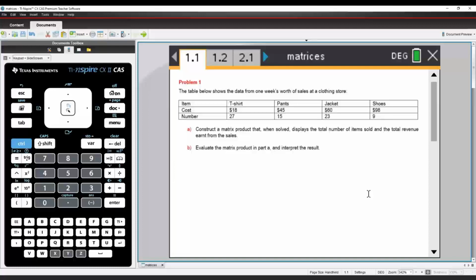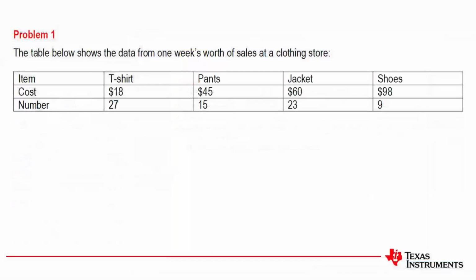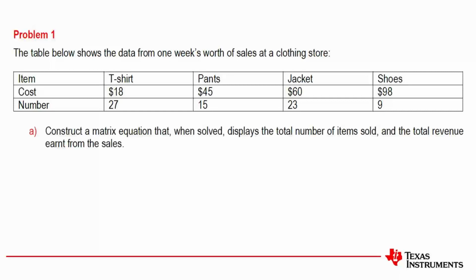Okay, so let's get started on problem one. As you can see, I've got a table that shows some data from a store. It has prices of certain items, and it has the number of items sold in a week. Now have a read of part A. It says, construct a matrix product that, when solved, displays the total number of items sold and the total revenue earned from the sales.